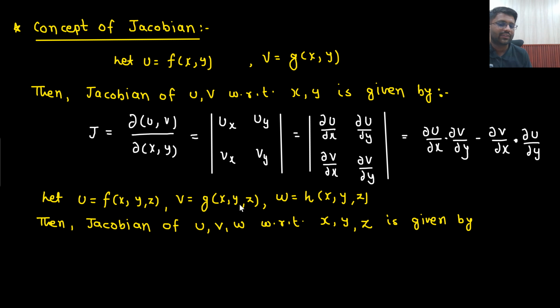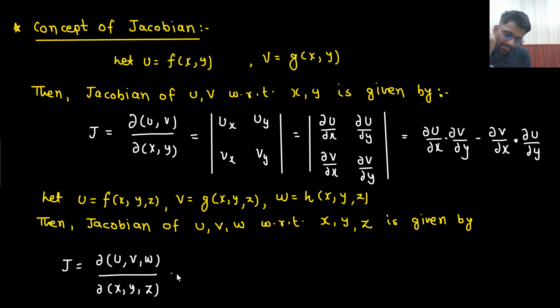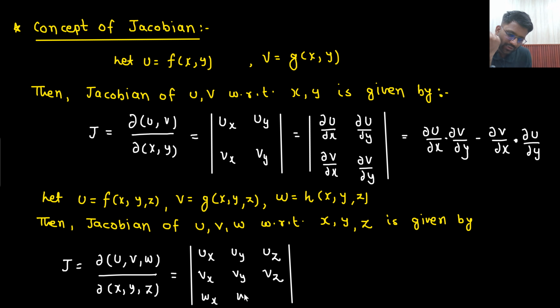And what if u is a function of x comma y comma z, v is a function of x comma y comma z, and w is a function of x comma y comma z? So what will be the Jacobian? The Jacobian del u comma v comma w divided by del x comma y comma z will be equal to what? First I will talk about u. So u with respect to x, u with respect to y, u with respect to z, then v with respect to x, v with respect to y, v with respect to z, then w with respect to x, w with respect to y, and w with respect to z. You will get some answer. That's it. This will be the Jacobian. This is the concept of Jacobian.